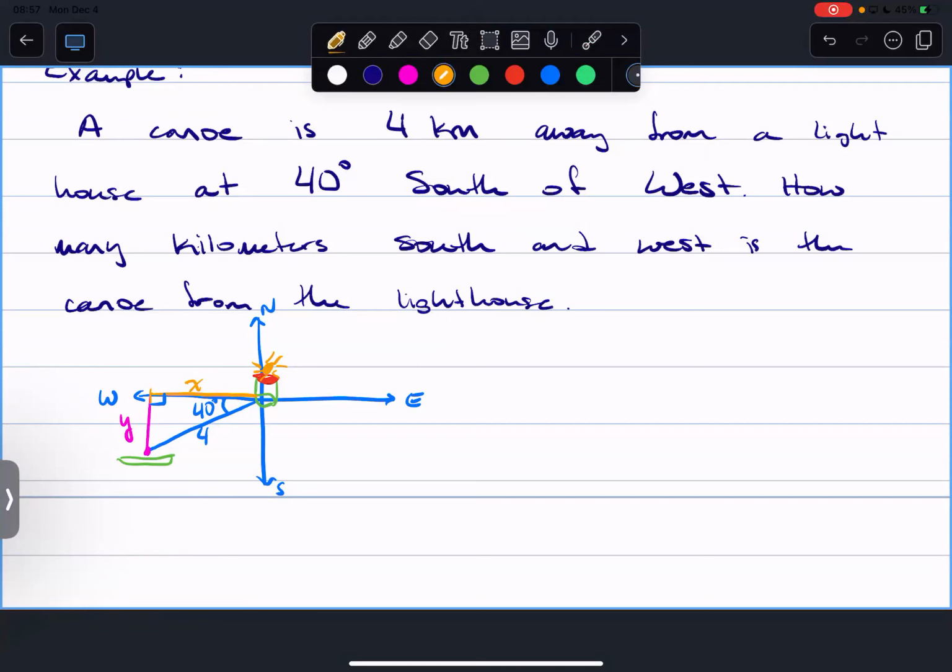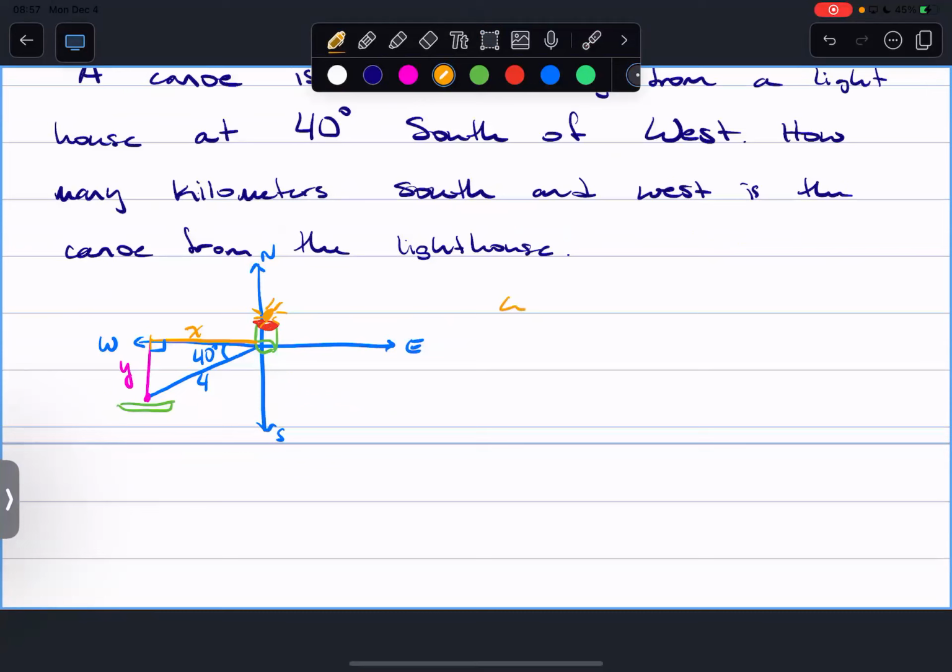Nothing holding us back. The cosine of 40 degrees is going to be the adjacent x over the hypotenuse, which is 4. So x is going to be the cosine of 40 times 4. I get roughly 3.064177. It's actually not repeating, but let's go 8.